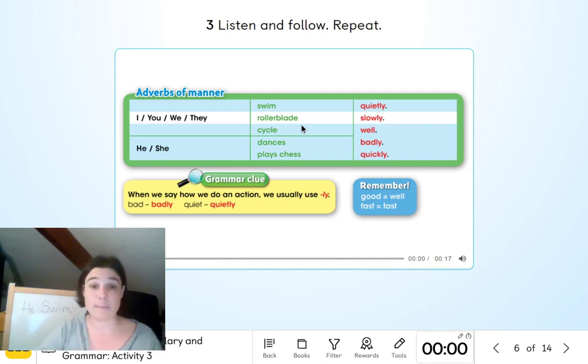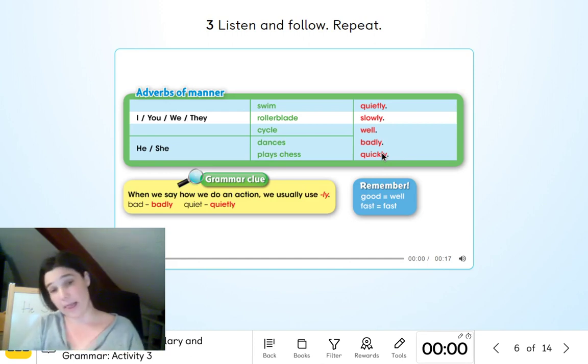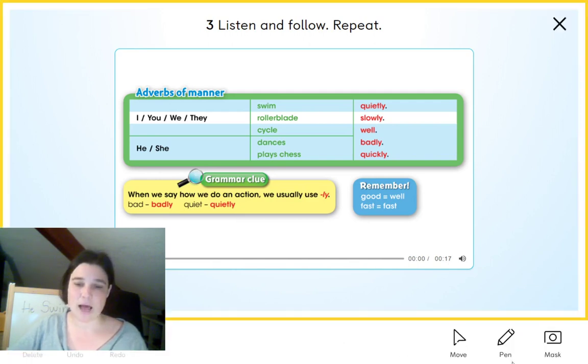Now let's go to the part of the grammar that we are really talking about. Now, we have to add the adverb of manner, and we have quietly, slowly, well, badly, quickly. If you think of the adjectives, that's quiet, slow, well, bad, and quick. How do we form the adverbs? Very easy. We just have to add the ly at the end. And that is what we have in the grammar clue, in the yellow square. When we say how we do an action, we usually use ly. That way, bad becomes badly. Quiet becomes quietly. I'm going to make a circle around the important parts there. So, okay, so we have ly and we have ly right there.